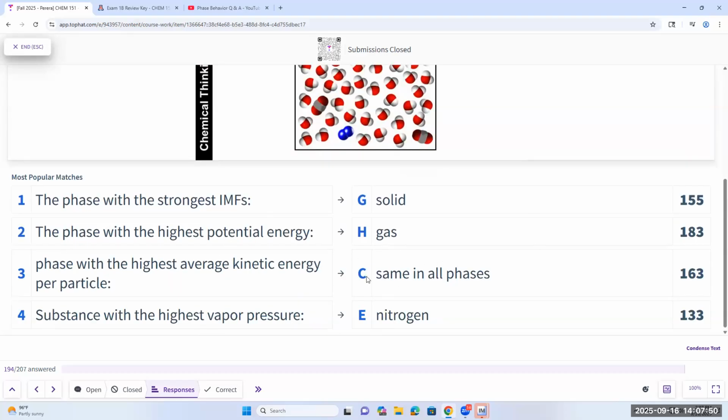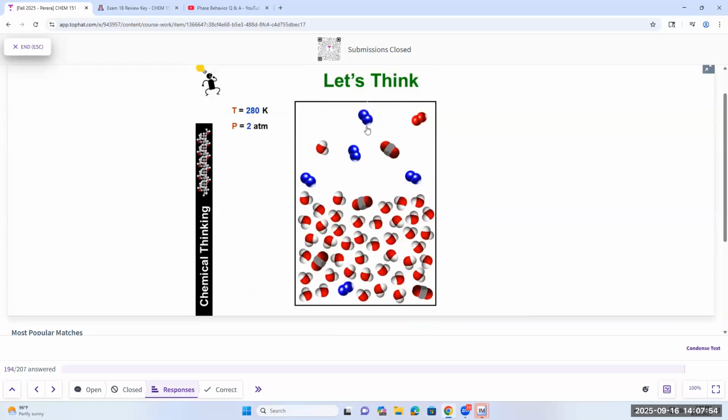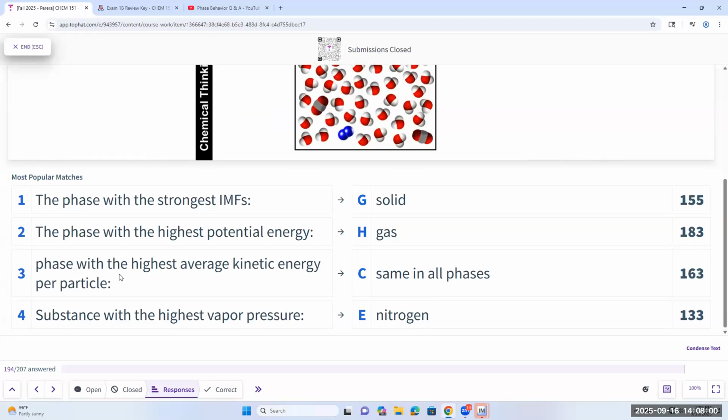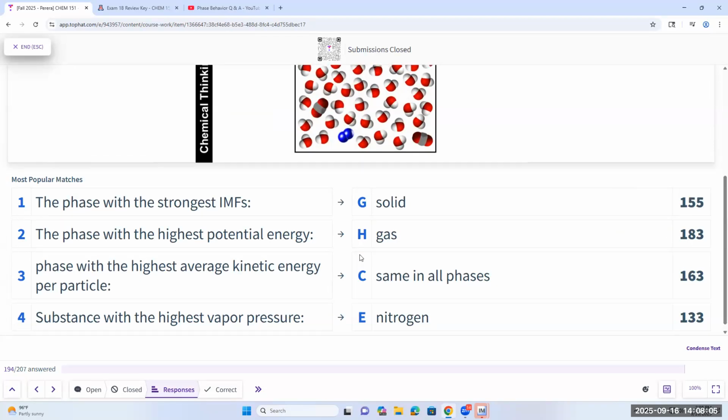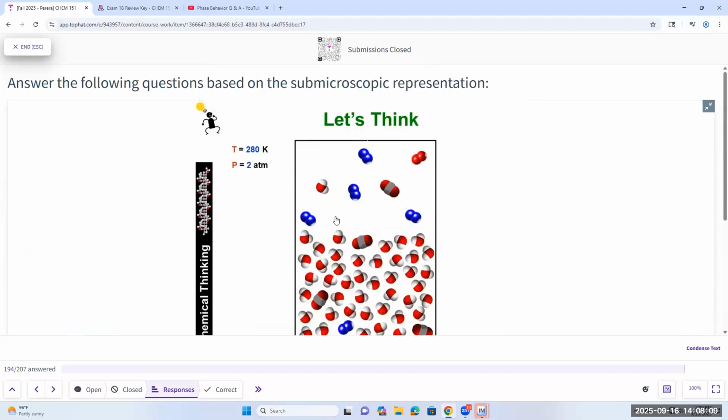All right. The phase with the highest potential energy, wonderful. Most of us said gas. That is correct. Why? We have the weakest attractive interactions, and weakest attractive interactions means highest potential energy. Then the phase with the highest average kinetic energy. Most of us remembered that average kinetic energy is set by the temperature, because everything is at the same temperature regardless of the phase or the mass. They will all have the same average kinetic energy per particle.